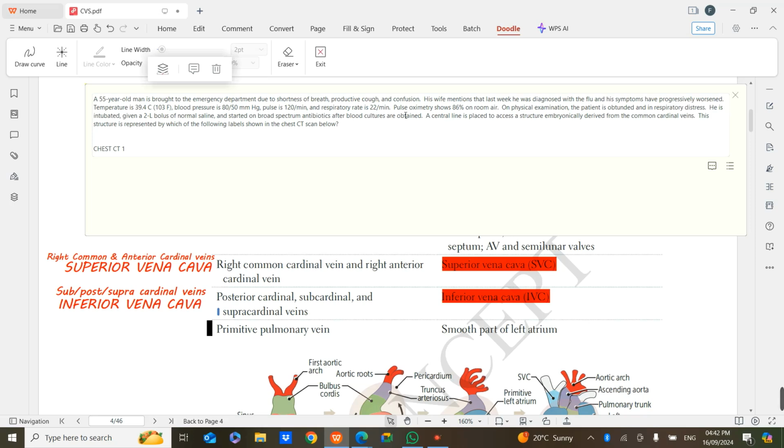Look at this question. They give the story. They just say that a central line is placed to assess a structure embryologically derived from the common cardinal vein. If I get into the exam and can't remember which of them, I'll just be like, this one has letter C in it. I remember that guy shouting CAC. So CAC, this is for superior now. You get it. Just be like, this is superior vena cava. That's what they are assessing here. They will give you a structure and ask where you think the superior vena cava is.